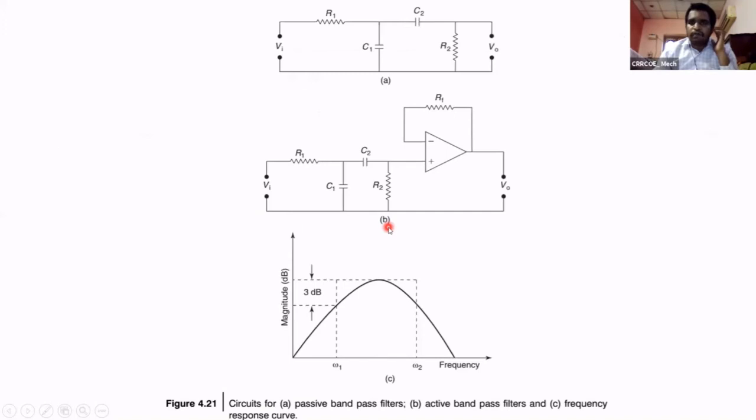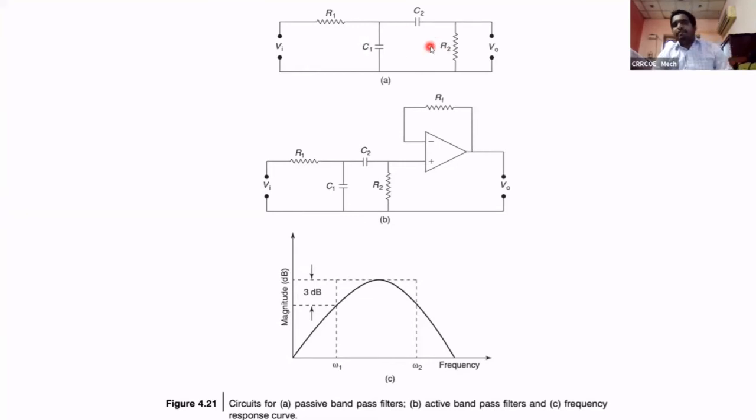Okay, now see this. Here we have two capacitances and two resistances. First one, see this, capacitance is here and capacitance is here, means first we are allowing frequencies up to a certain frequency. Then the output of that is again filtered by this circuit. Two times filtering is there.